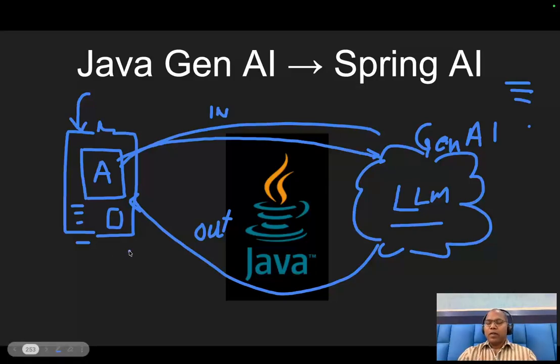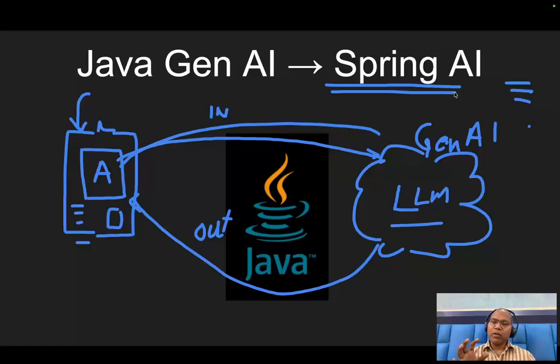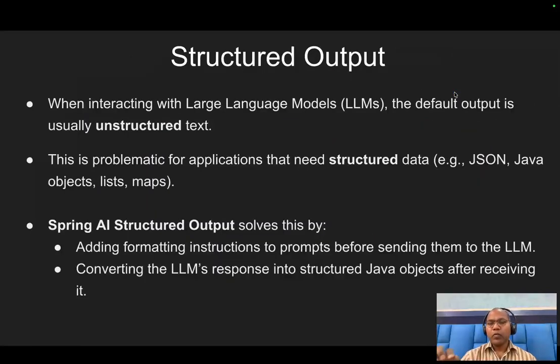So let's check whether it's feasible. How, as a Java application developer, can we utilize this facility? Spring AI provides such capability. By default, our Gen AI LLM models respond with unstructured output, but our applications expect structured output so that they can easily do the processing. So today we are going to talk about structured output.